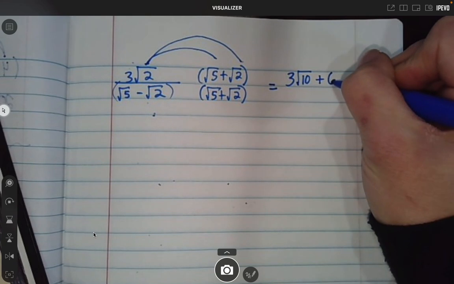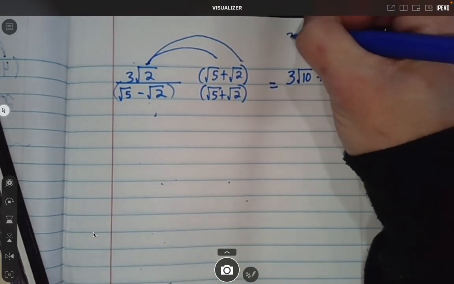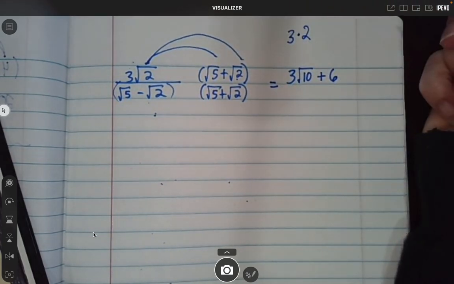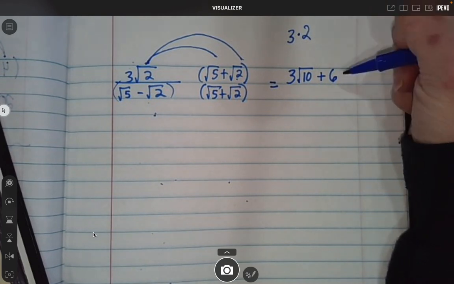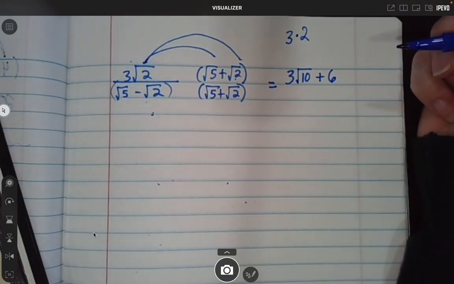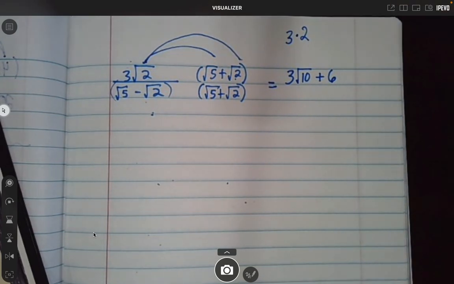6. So I'll write it up here where that came from. 3, and then what's the square root of 2 times the square root of 2? 3 times 2, which is 6. Okay, I just distribute. Y'all, I'm going to do several more. I don't ever expect y'all to get it all on the first problem I showed you. Not in Algebra 2. Okay, now let's do the bottom one.